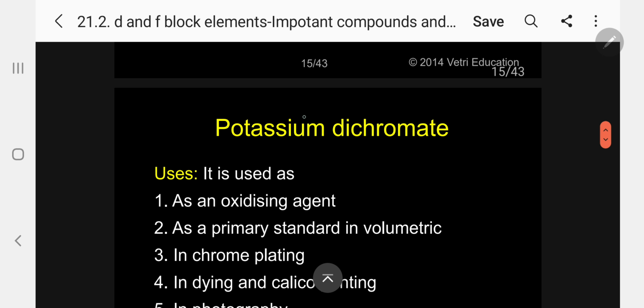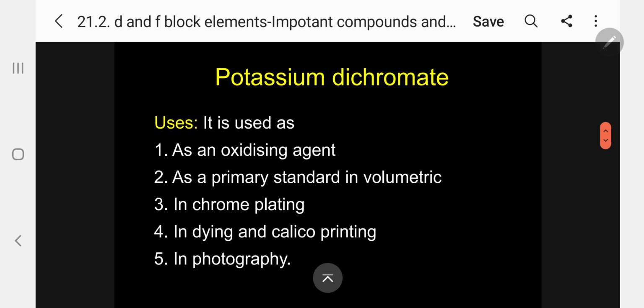Please follow. Coming finally to the uses of potassium dichromate. Potassium dichromate is used as an oxidizing agent. It is a powerful oxidizing agent, as we have just seen.